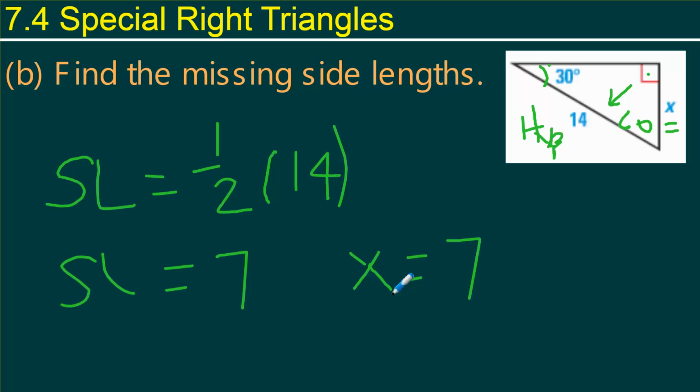If we wanted to, we could find the long leg here by simply noting that the long leg is the length of the short leg times the square root of 3. So the long leg is equal to the short leg times the square root of 3. Okay, that's it for that problem.